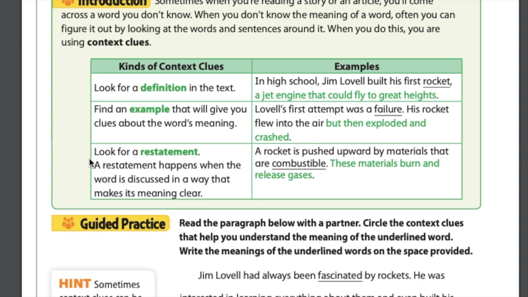And this new one, look for a restatement. A restatement happens when the word is discussed in a way that makes its meaning clear. A rocket is pushed upward by materials that are combustible. These materials burn and release gases. So there you go, restating kind of what combustible means.